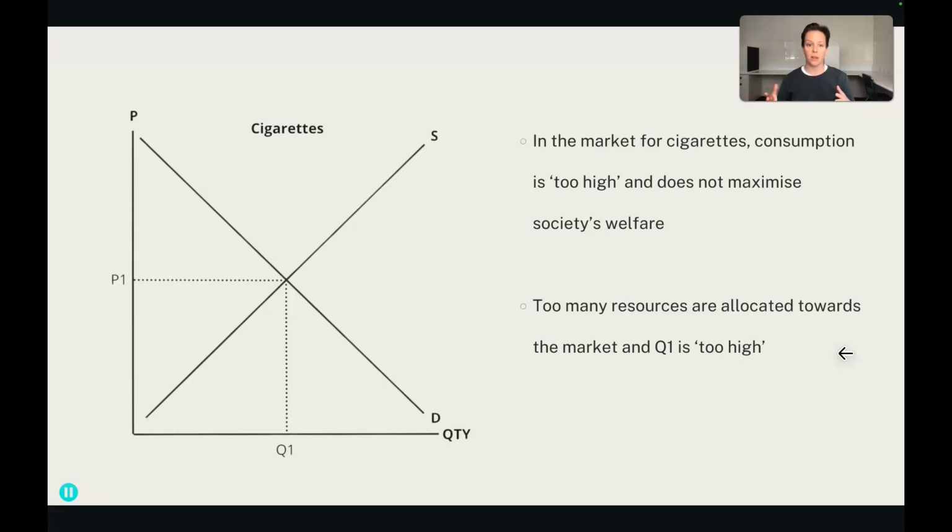So let's get started with negative externalities of consumption. If we talk about cigarettes for a moment, as per our previous video, we know that there's an over-allocation of resources towards the consumption of cigarettes, and as a result, Q1 is deemed too high. Key economic terms to use: there's a negative impact to a third party that is not involved in the transaction, and as a result, that leads to an over-allocation of resources towards the consumption of a product such as cigarettes.